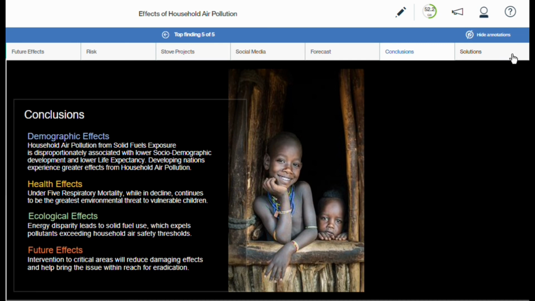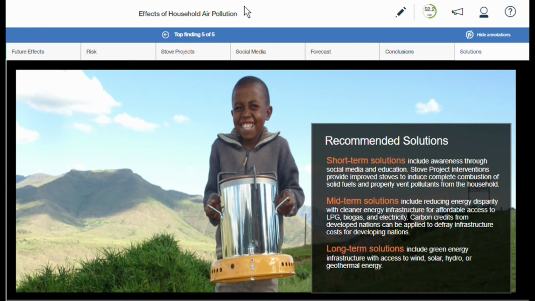Future effects. Interventions to critical areas will be required, to reduce damaging effects and help bring the issue within reach for eradication. Recommended solutions. Short-term solutions include awareness through social media and education. Stove project interventions provide improved stoves to induce complete combustion of solid fuels and properly vent pollutants from the household.